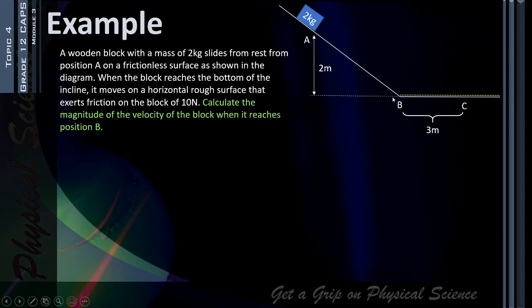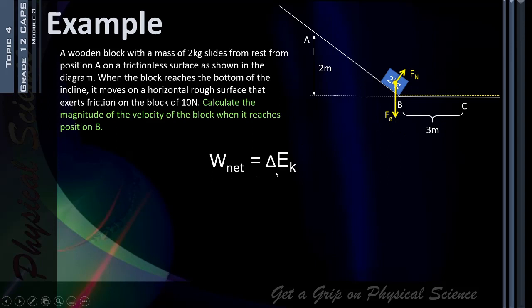From A to B, there's no friction, so you can use the conservation of mechanical energy to calculate the magnitude of the velocity of this block at B. But I want to demonstrate the use of the work energy theorem. So the forces involved while this block slides from A to B are gravity and the normal force. So the only force doing work will be gravity. We have a displacement of 2 meters in the direction of the net force, which is gravity.